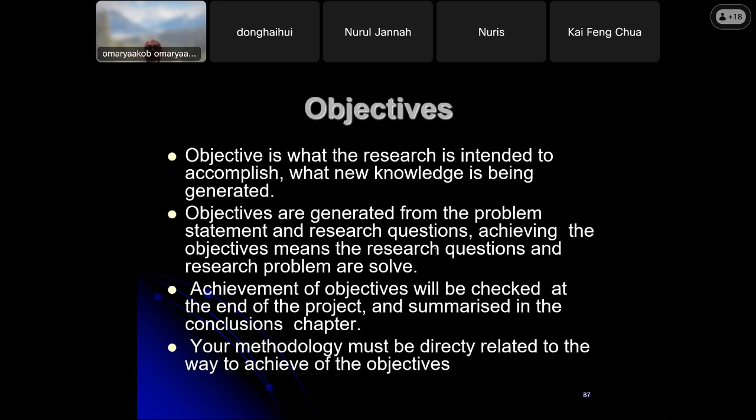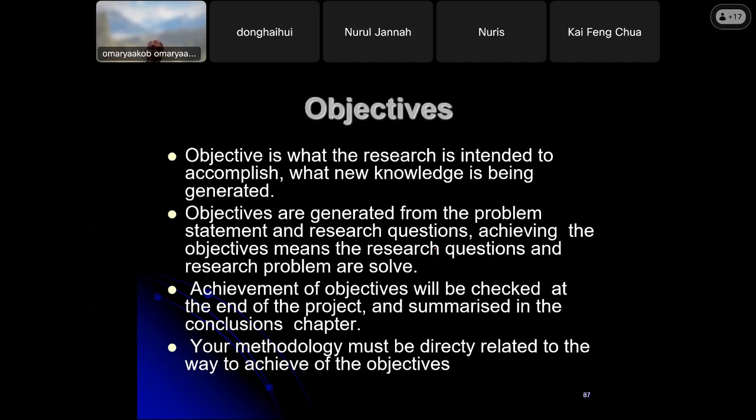Objectives are what the research is intended to accomplish, what new knowledge is being generated. Objectives are generated from the problem statement and research question. Achieving the objective means the research question and research problem are solved. Achievement of the objective will be checked at the end of the project and summarized in the conclusion chapter. So when you have achieved your objective, then you finish your research. And in your conclusion, you say that objective 1 has been achieved.